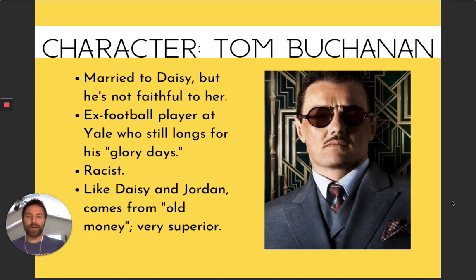Maybe especially Tom Buchanan. He's married to Daisy. He's not faithful to her. He is an ex-football player at Yale who still longs for his glory days. He is a racist. You'll find out, I think, in chapter 1, he goes off on this racist tangent. He's reading this book that's really awful. Like Daisy and Jordan, he comes from old money, and he's very superior because of that. He knows that he's wealthy. He's very concerned with power and being superior to everybody around him.